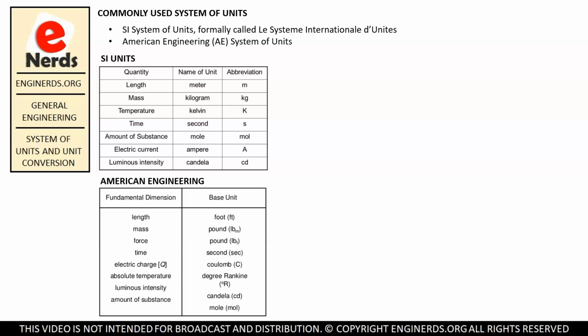So, magbibigay tayo ngayon ng another example. So, for mass, we have kilogram in SI unit. And in American Engineering, we have pounds. Okay? So, we are talking about mass here. So, ipagkumpara natin, ilan yung 1 kilogram compared to 1 pound. So, have a look at this example.